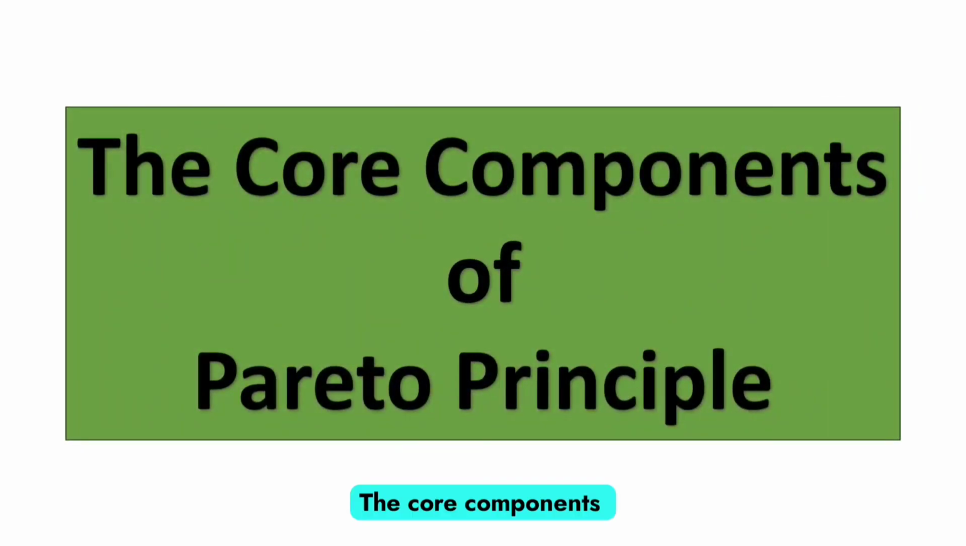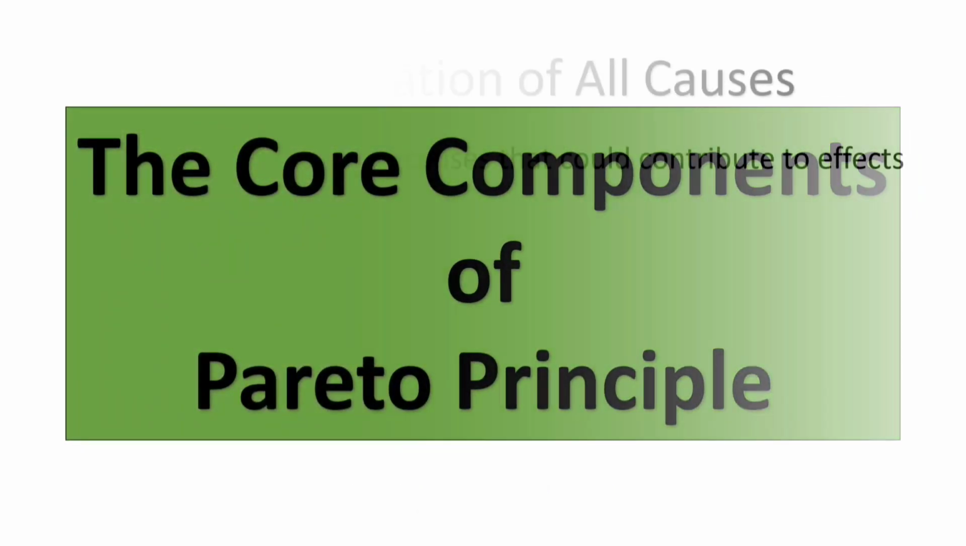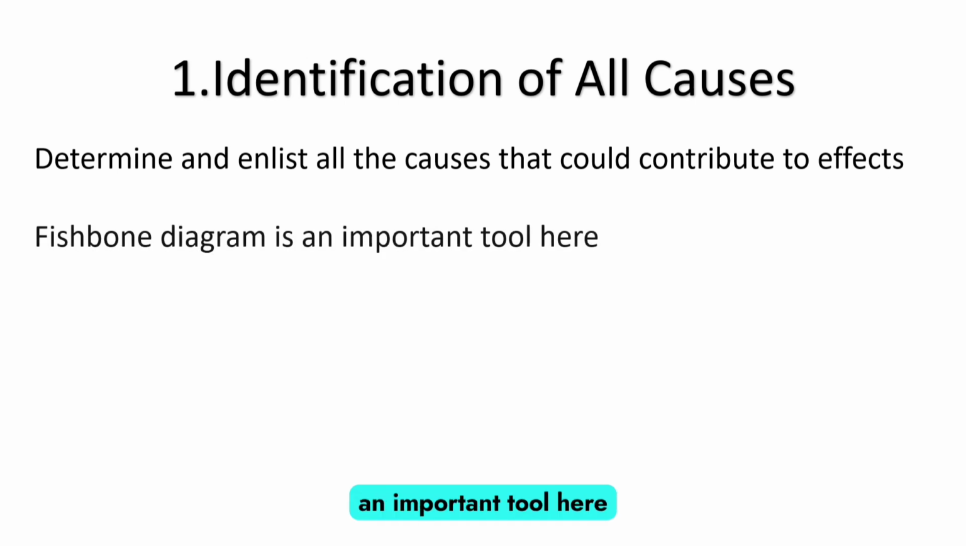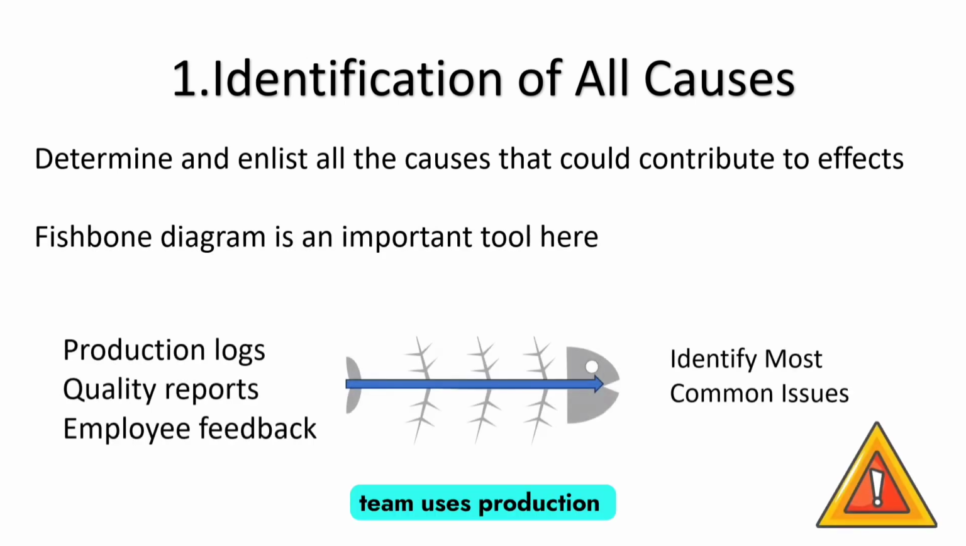The core components of the Pareto principle. Firstly, determine and enlist all the causes that could contribute to effects. Fishbone diagram is an important tool here. In our example, Ravi's team uses production logs, quality reports, and employee feedback to identify the most common issues. They identified a number of production issues in the process.